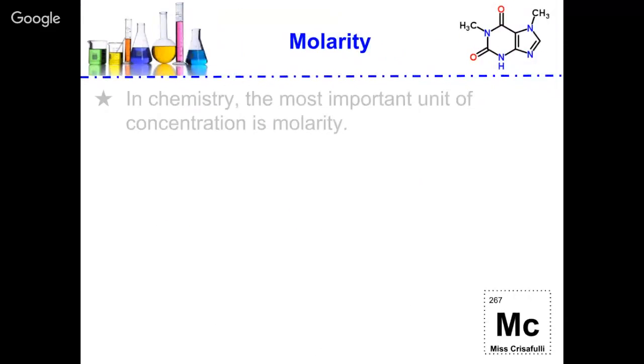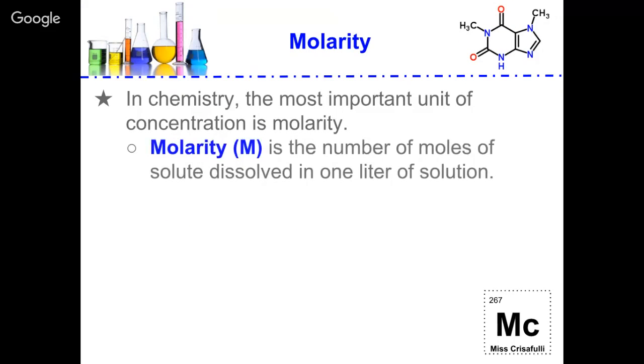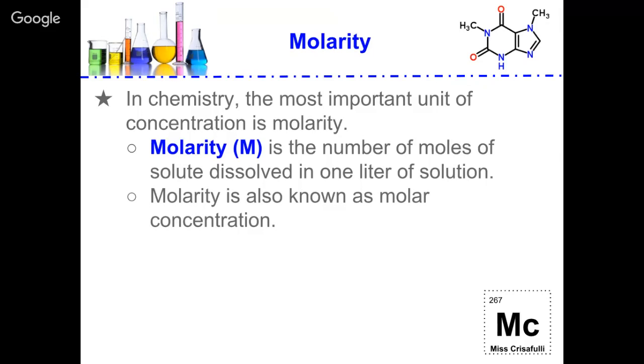In chemistry, the most important unit of concentration is molarity. Molarity has a unit of capital M. It is the number of moles of solute dissolved in 1 liter of solution. Molarity is also known as molar concentration.